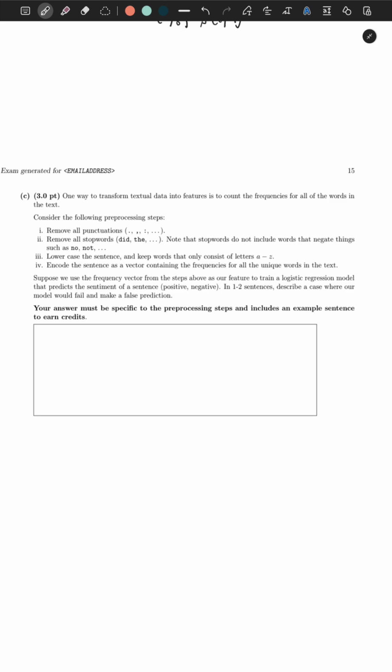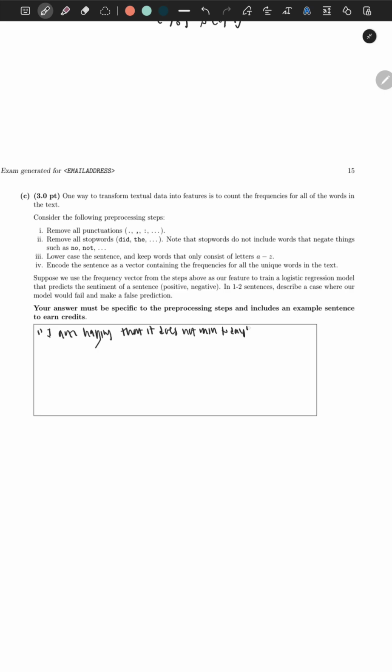Okay, so I think the answer key for this question has a pretty good example. And the example they give is 2 different sentences that have the exact same words but in different orders. So the first one is, I am happy that it does not rain today.